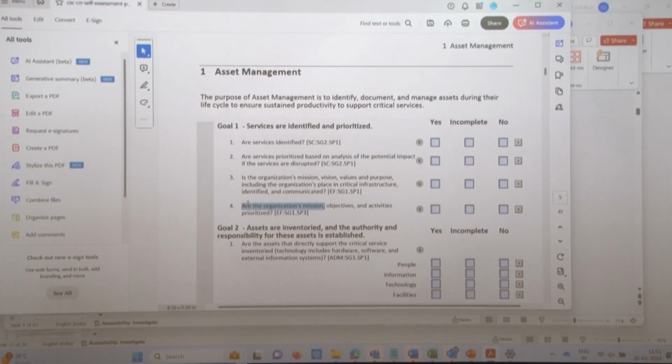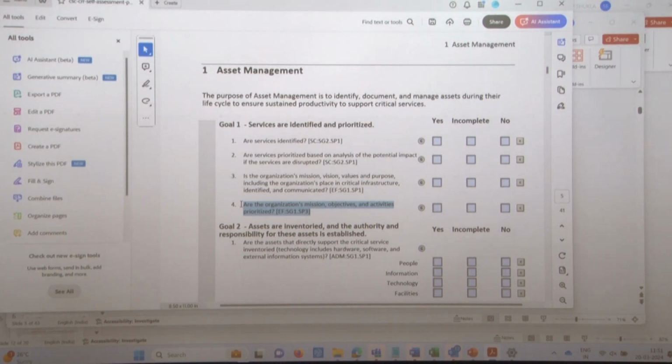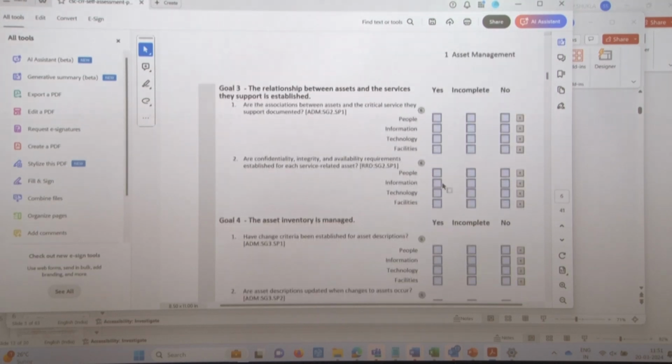And then, are the organization's mission, objectives and activities prioritized? You might have multiple different missions, like a power company, but which one is going to be more important? Or you might have multiple different missions, including one in power and maybe one in gas, in the same company, and you have to prioritize which one will affect more. So these questions are to be answered, and we'll go through this.